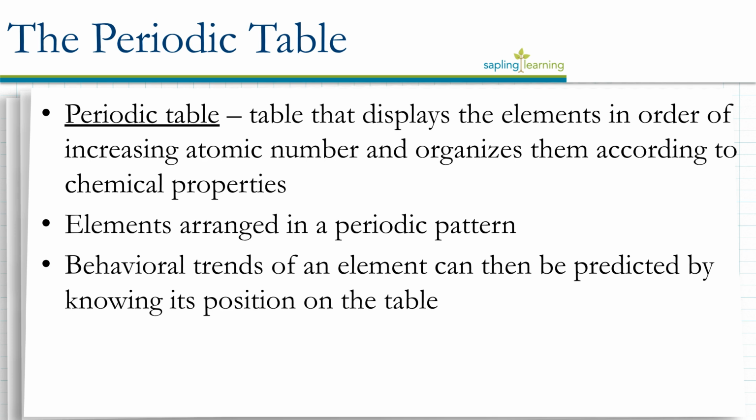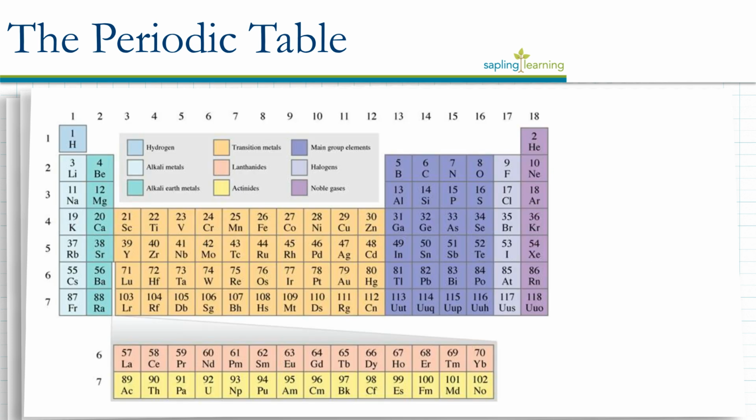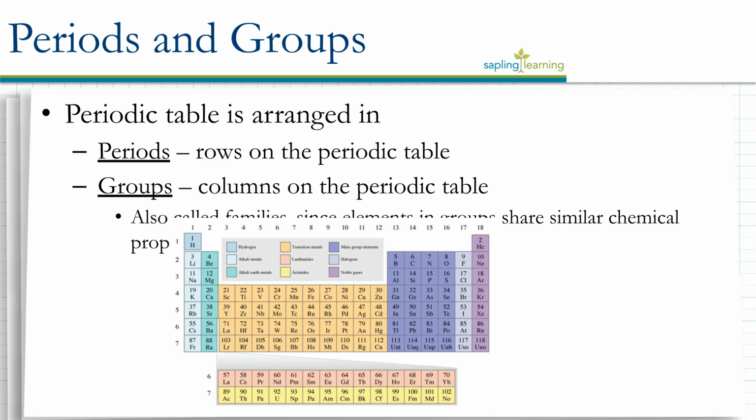The periodic table displays elements in order of increasing atomic number and organizes them by chemical properties. This arrangement in a periodic pattern allows us to predict an element's trends and behavior based on its position. The periodic table can be broken down into sections to study elements' physical attributes and behavioral patterns based on their location. The periodic table is arranged into 7 periods, which are the rows, and 18 groups or columns. Groups are also called families because elements within them share similar chemical properties.